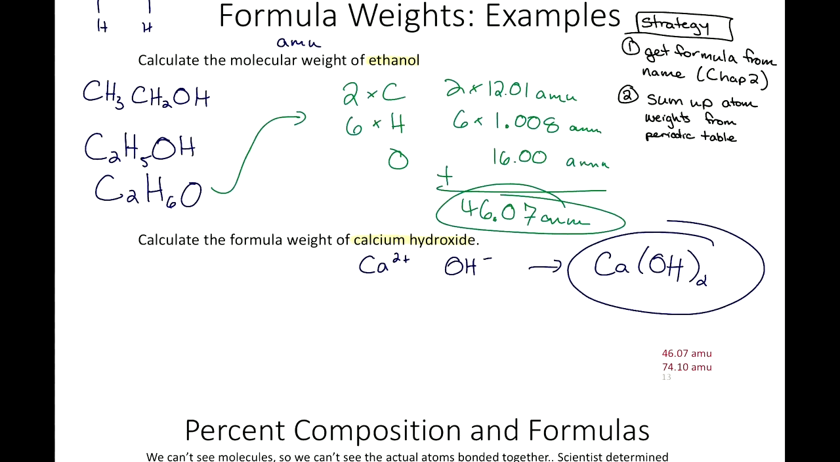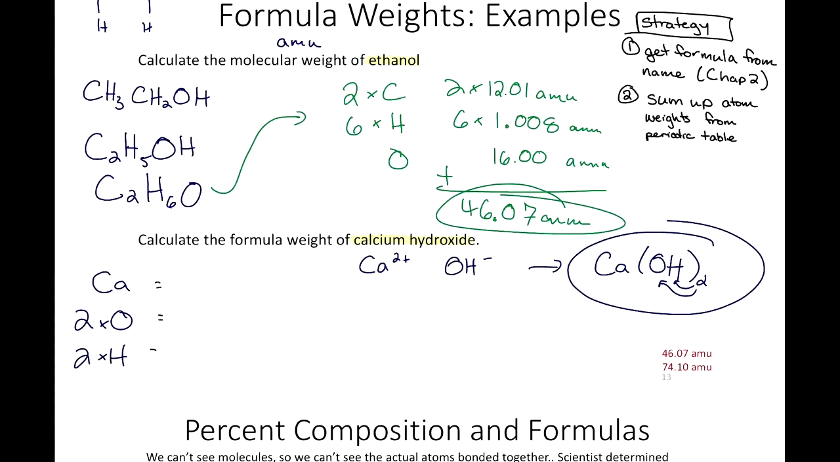So it's the same exact strategy. Just take inventory of your atoms, add them up using periodic table masses. So we have a calcium. How many oxygens do I have? 2, yeah, because that subscript works. I'm trying to say, hey, you have 2 hydroxide particles there. So there's 2 oxygens and then 2 hydrogens.